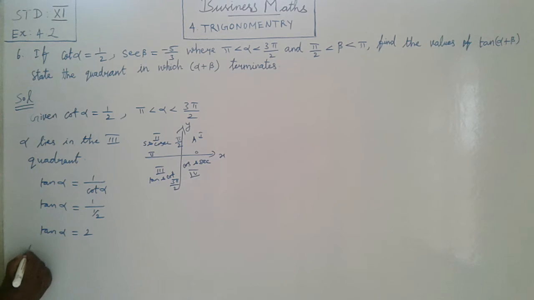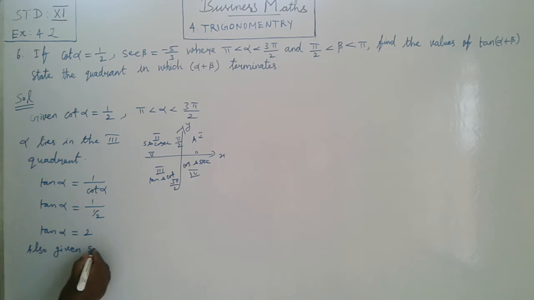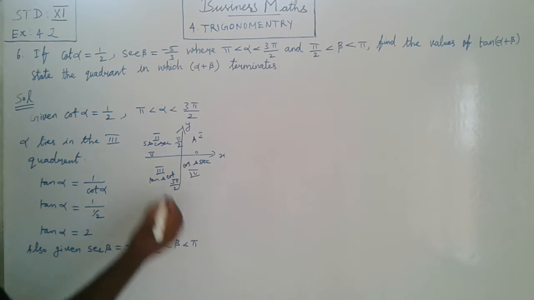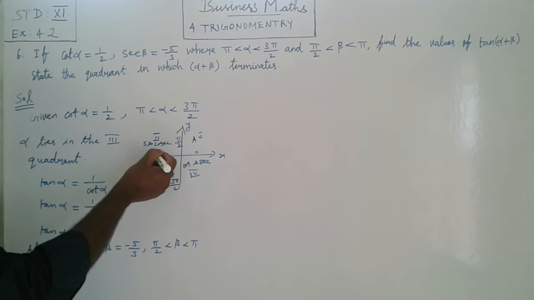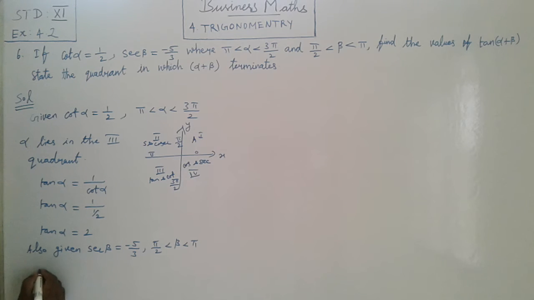Next one, also given secant beta equal to minus 5 by 3. Limit is pi by 2 less than beta less than pi. Pi by 2 less than beta less than pi, so beta lies in the second quadrant.